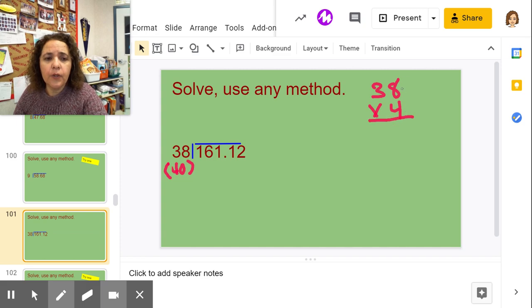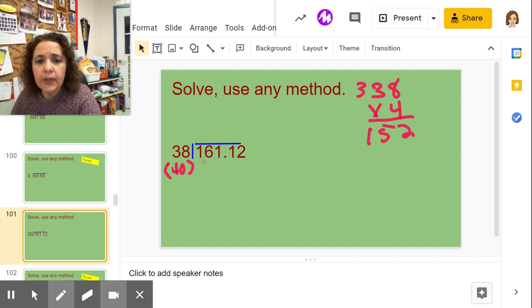8 times 4 is 32, carry my 3. 3 times 4 is 12, plus 3 is 15, gives me 152. So yep, that's lower than 161. So I'm going to put 1, 5, 2, and that went in 4 times. And the last number I went into was the 4, so I'm going to put it right above there.